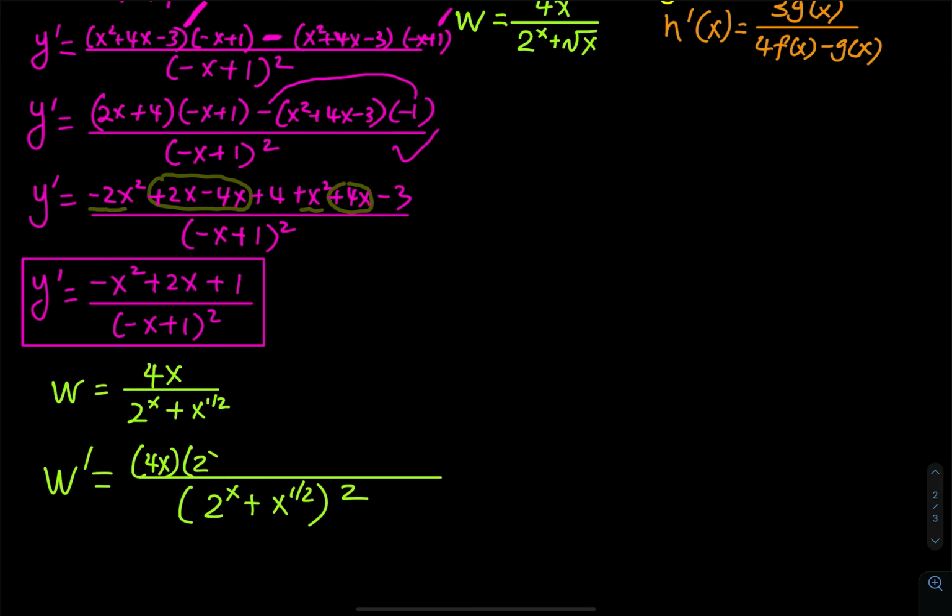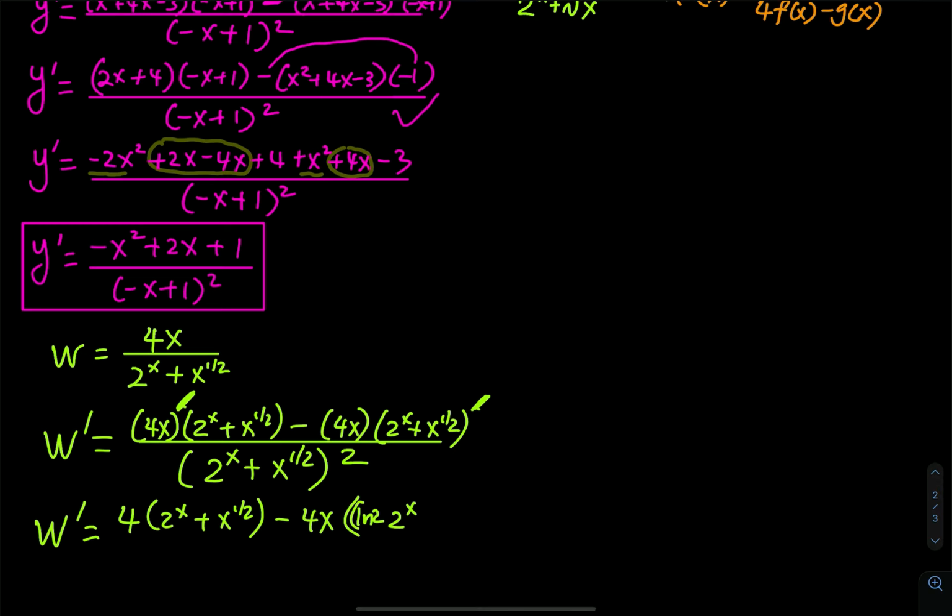Okay, so take the derivative of that, w prime. W prime, you can call this dw over dx, the derivative of w with respect to x. So you have a 4 times 2 to the x plus x to the 1/2, and then minus 4x multiply, this is a 2 to the x times ln 2, and then we have a 1/2 x to the negative 1/2, and then we have everything divided by the square, 2 to the x plus x to the 1/2 squared. Okay, this I will just leave the answer like that.